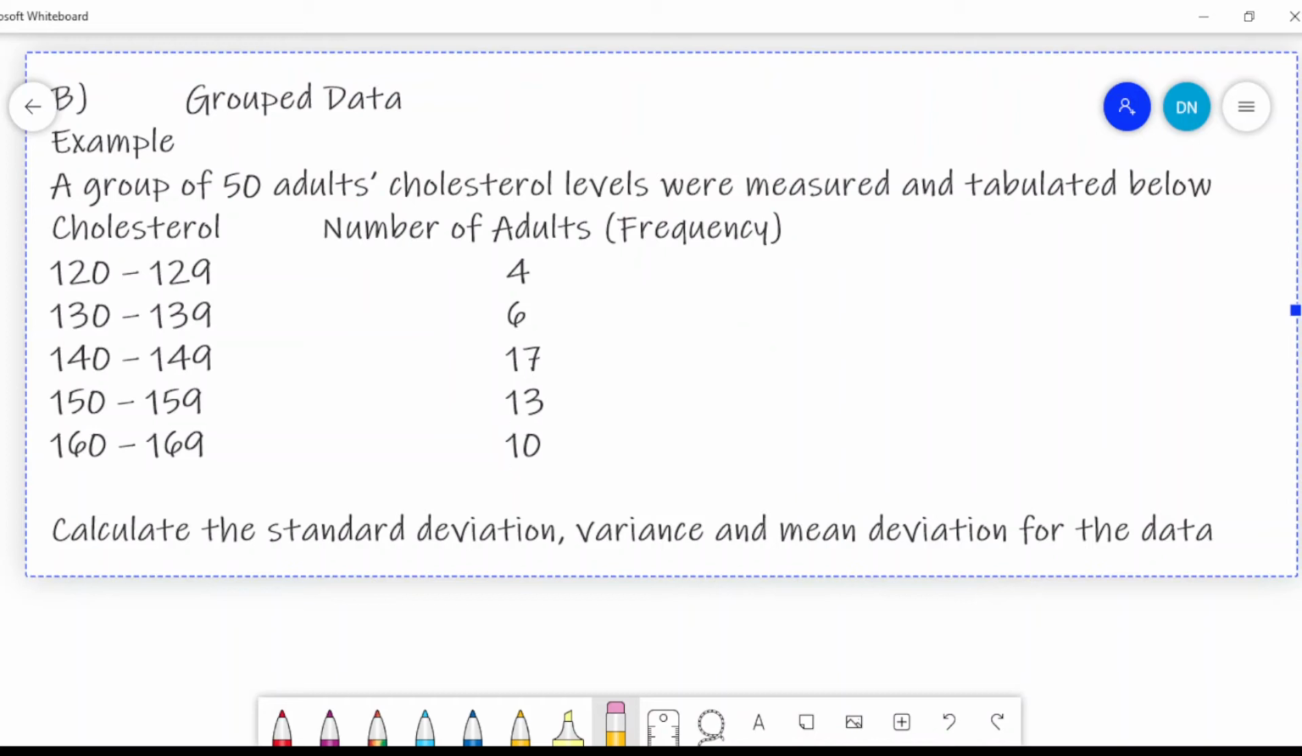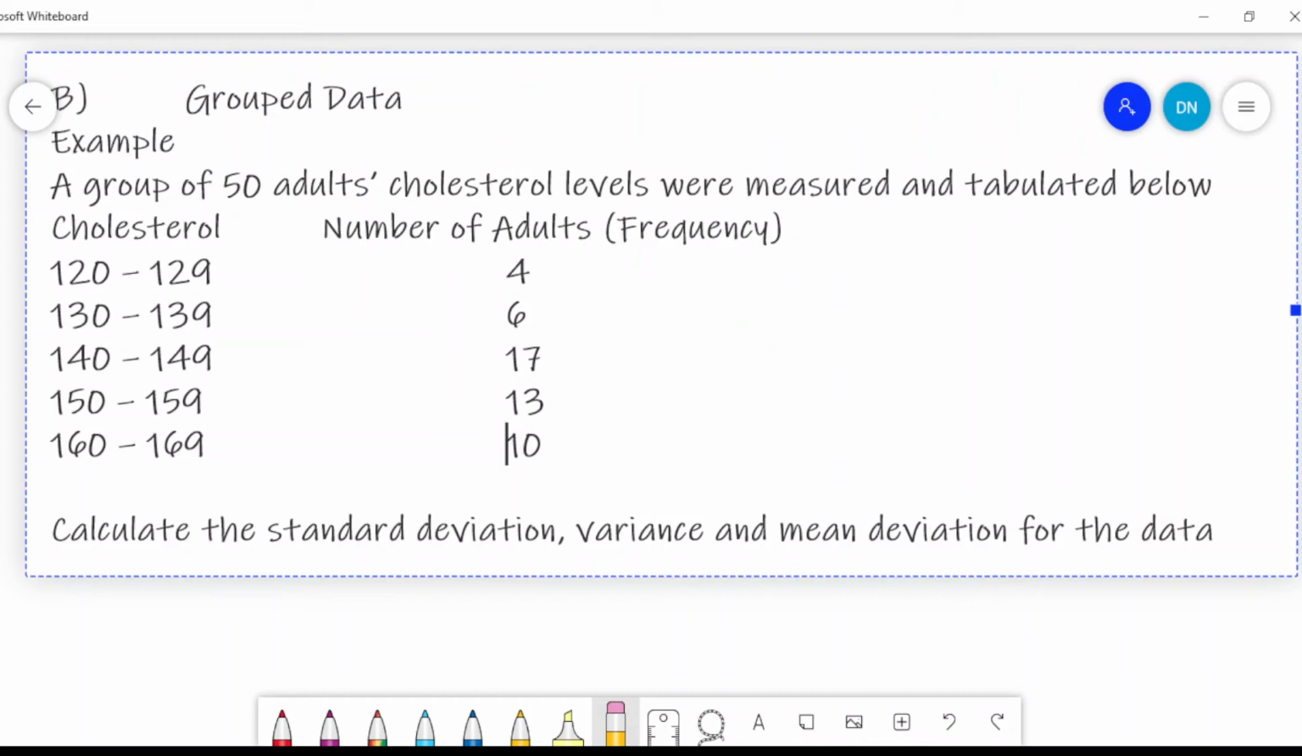We have an example of 50 adults whose cholesterol levels were measured and tabulated below. For those who had a cholesterol level between 120 and 129, there are 4 adults. 130 to 139, there are 6. 140 to 149, there are 17. 150 to 159, there are 13. And 160 to 169, there are 10.